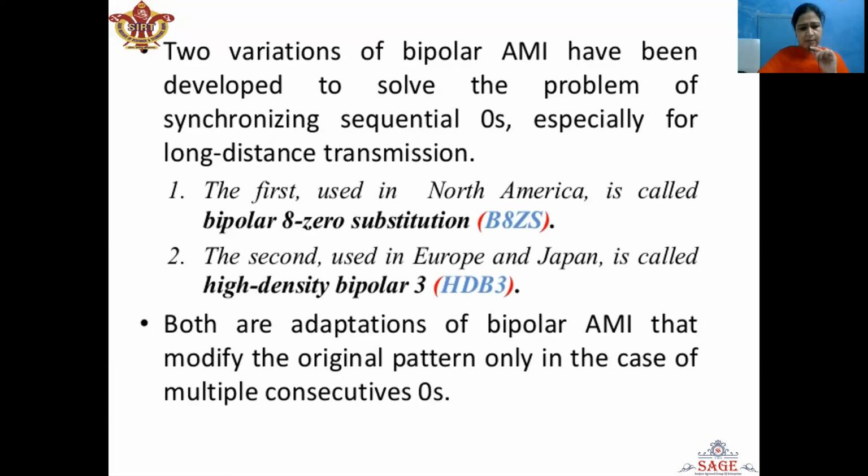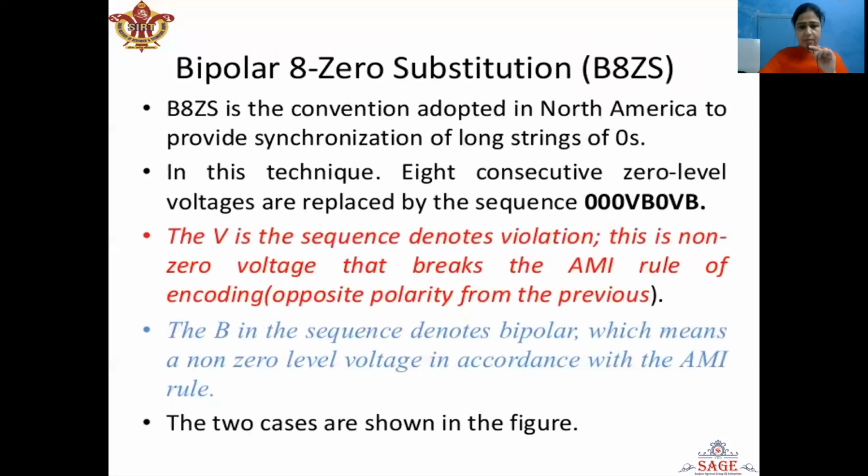When more consecutive zeros are encountered in the data stream, the solution is provided by forcing artificial signal changes called violations within the zero string. Now first, I'll discuss the bipolar 8-zero substitution method. This method is adopted in North America to provide synchronization of long strings of zeros.